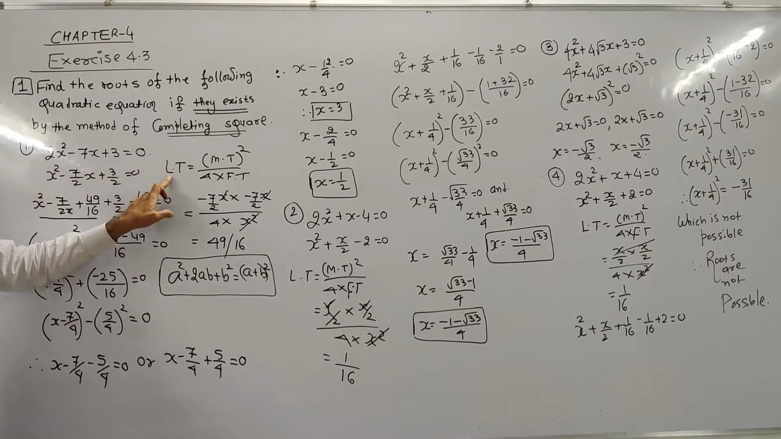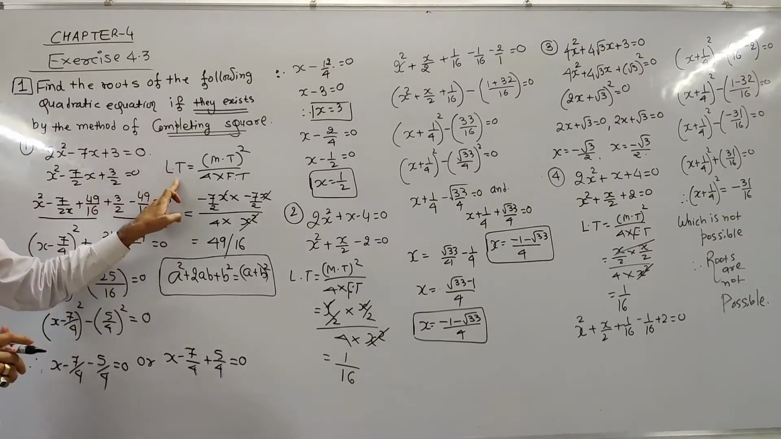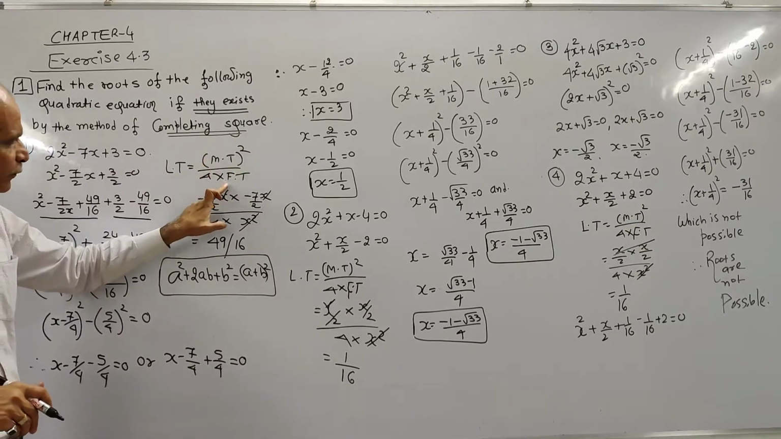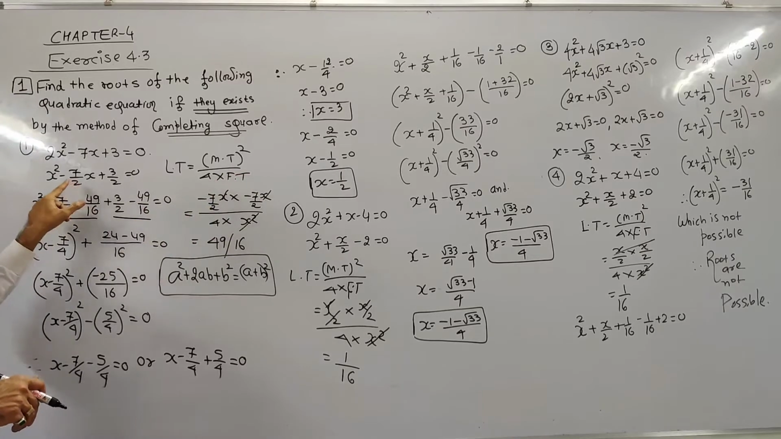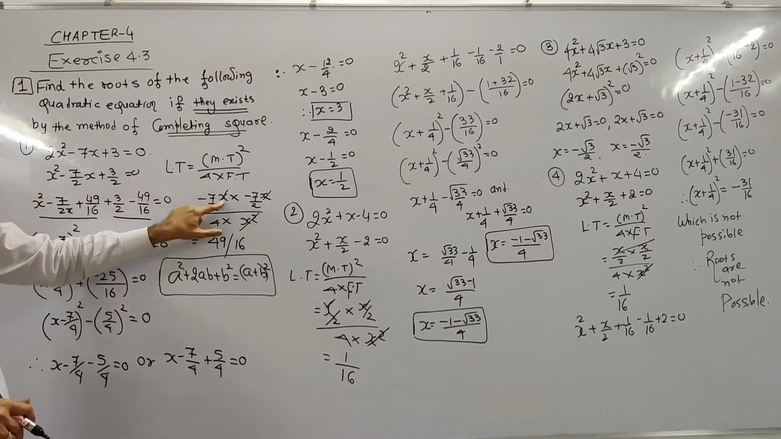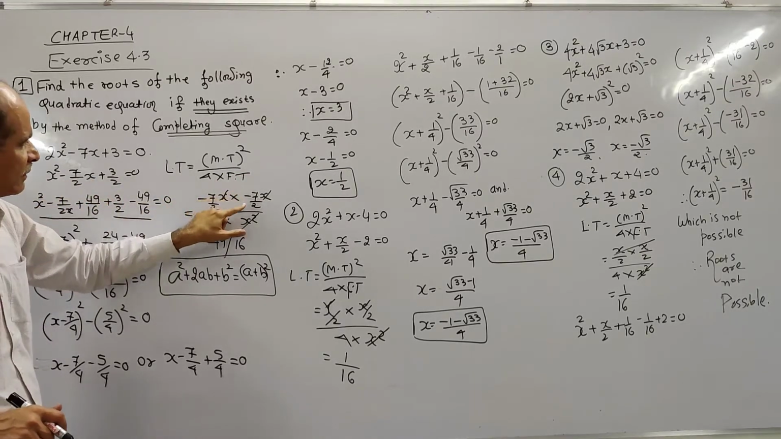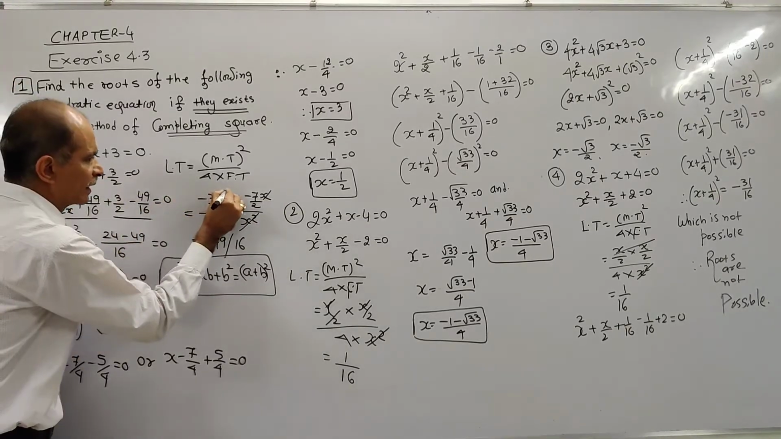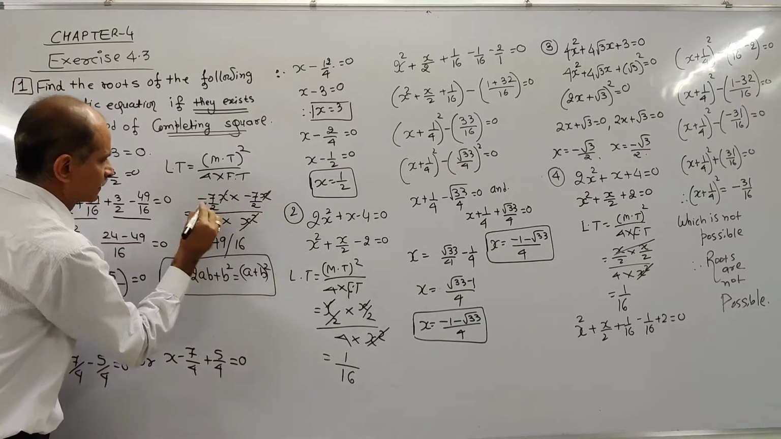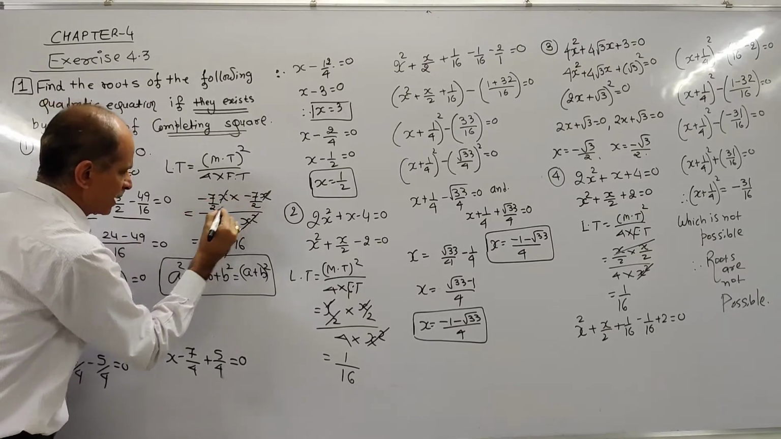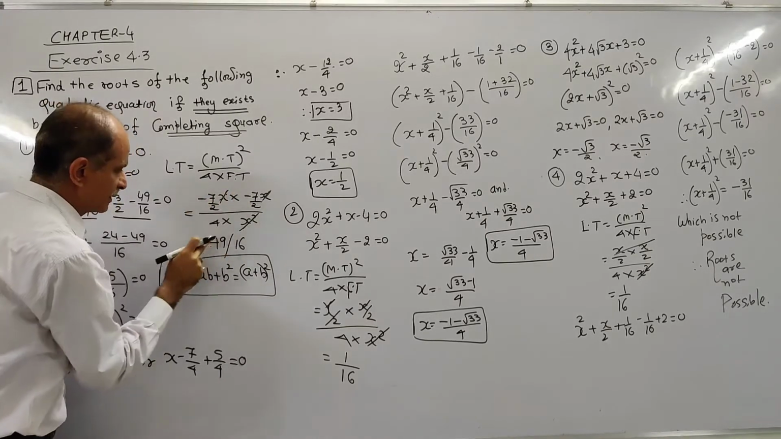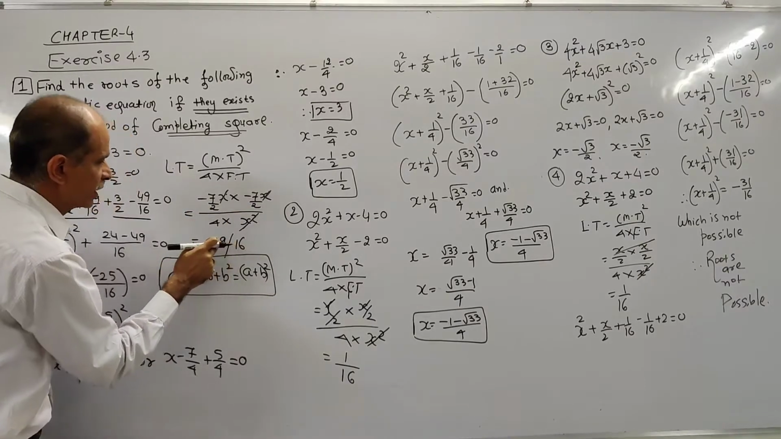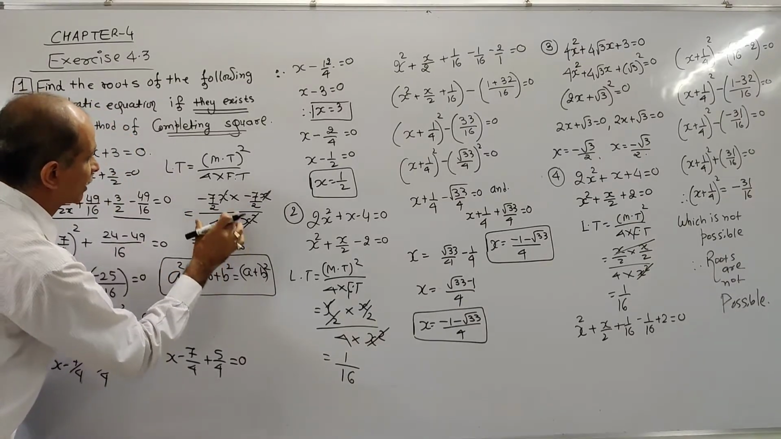You know the formula to find the last term. Last term is equal to the middle term whole square upon 4 into the first term. Middle term means minus 7 by 2 x into minus 7 by 2 x upon 4 into the first term, x square. You can cancel x square with x square. Here minus becomes plus. 7 times 7 is 49, and 4 into 2 is 8, 8 into 2 means 49 by 16 is your last term.